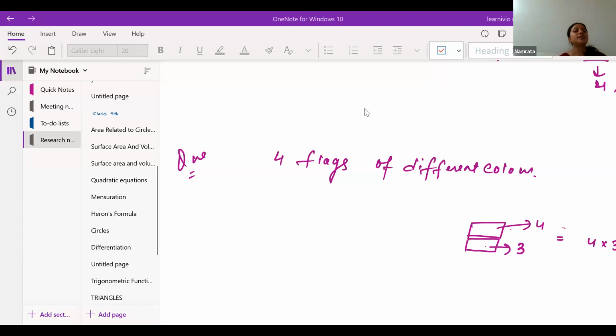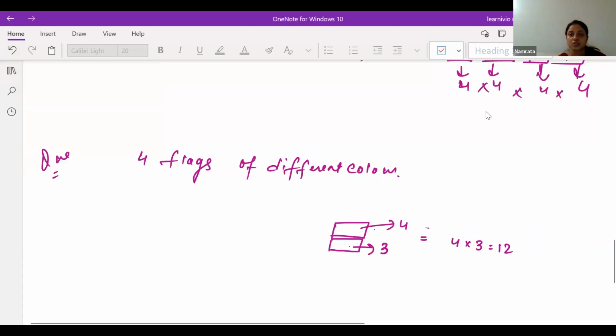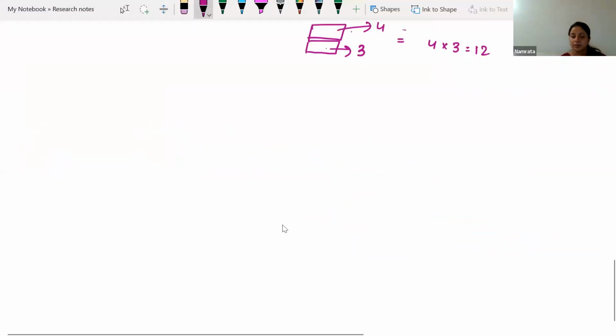So you got how to use the fundamental principle of counting to find the permutations, right? Do you know how to use the factorial notation? If I ask you the value of factorial 3, can you tell me? Okay, let's discuss it, and then we'll solve a few questions related to it.